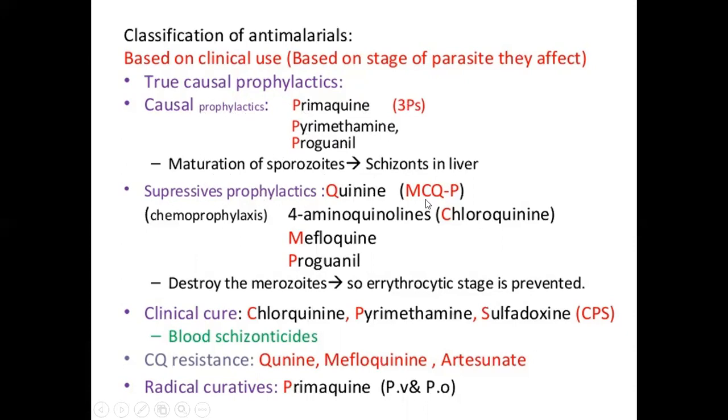Suppressive prophylactics: MCQP. You all remember this, MCQ, P, and here three P's. M for mefloquine, C for chloroquine, Q for quinine. Mefloquine, chloroquine, quinine. And from P, proguanil. Here also proguanil is there. The primaquine, pyrimethamine, and proguanil. Here mefloquine, chloroquine, and quinine. And MCQP from P, proguanil.